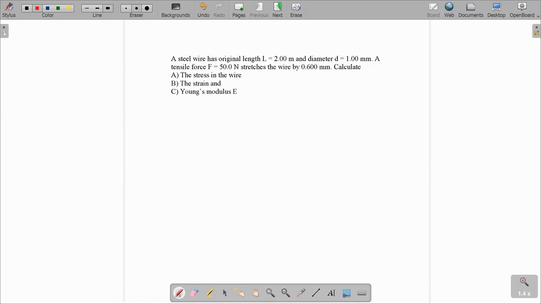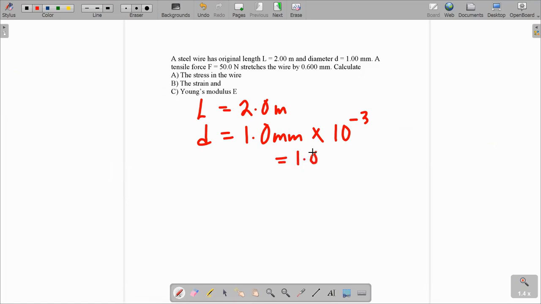So first of all, let's write out our parameters. The length is equal to 2.0 meter. The diameter is equal to 1.0 millimeter. If you're converting millimeter to meter, you just multiply by 10 raised to the power minus 3. This becomes 1.0 times 10 raised to the power minus 3 meters. All right, then we're also given the force. The force is equal to 50 Newton. So we use this to solve.